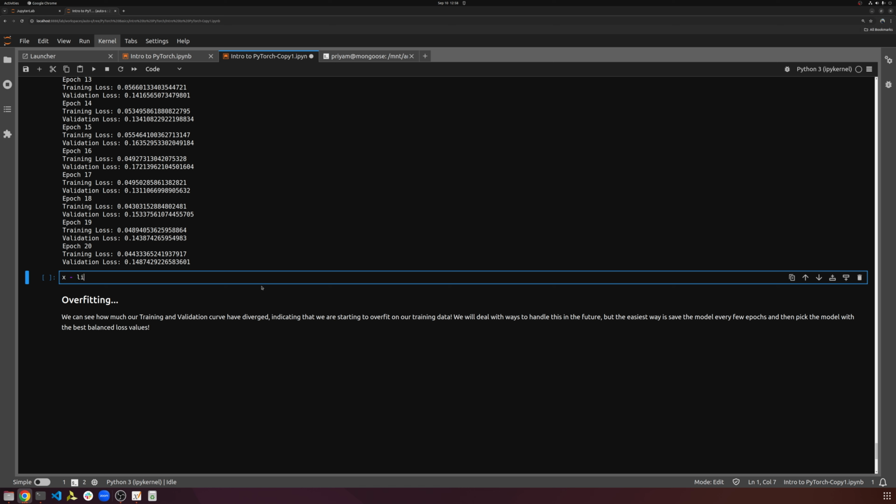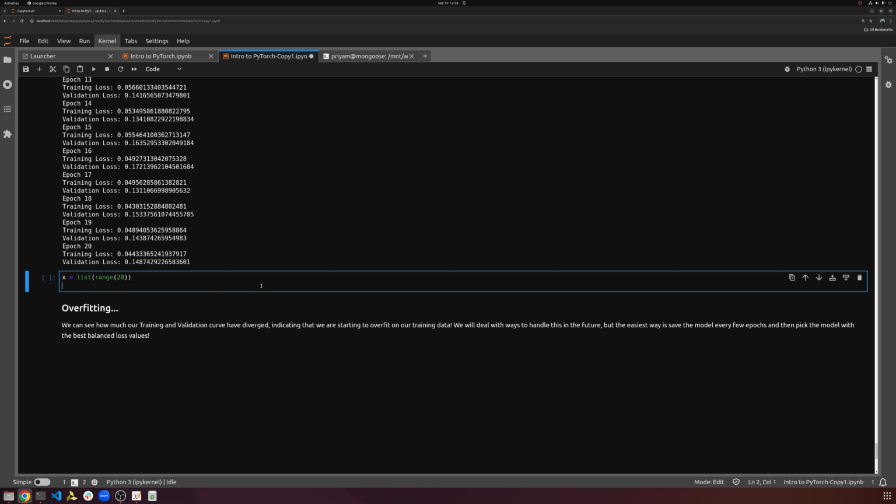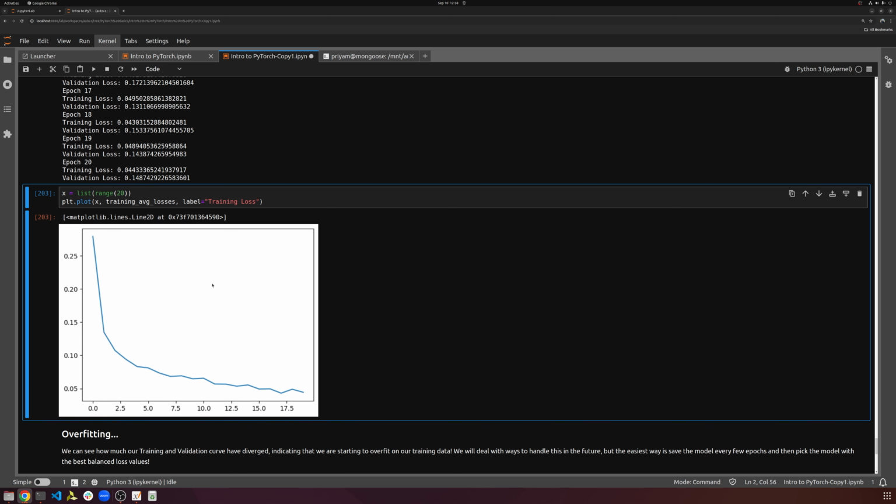And so we can do x is equal to list(range(20)) because we did 20 epochs, and then plt.plot(x, training_average_loss), and the label is going to be training loss, right? So there's my training loss. That's how I can see that as the epochs are increasing, my training loss continues to decrease.